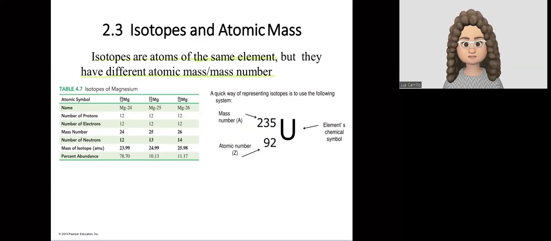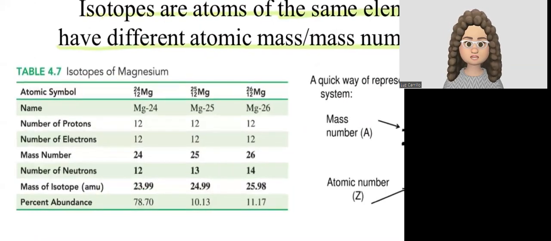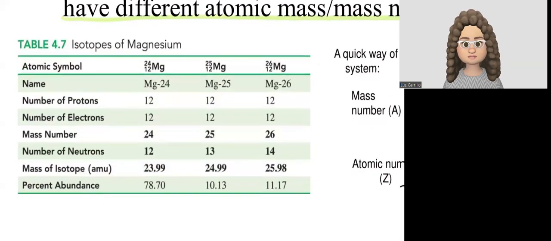In this table 4.7, which has been derived from a different textbook resource, it illustrates the isotopes, for example, for the element magnesium. We can see here the different names of the isotopes: magnesium 24, magnesium 25, and magnesium 26. The value that we see next to the symbol for magnesium represents the mass number.